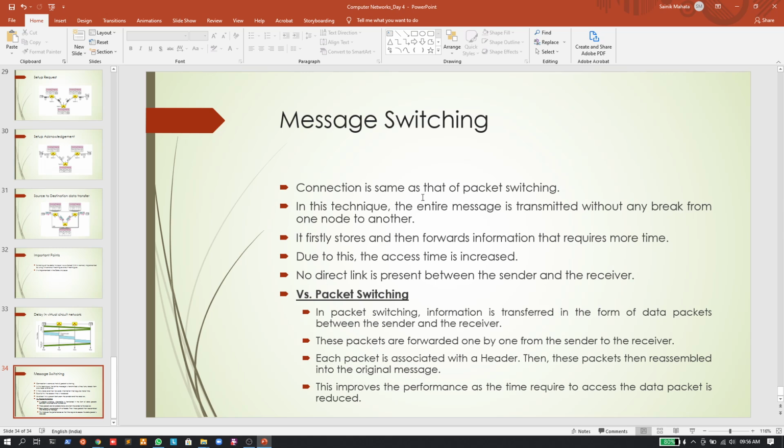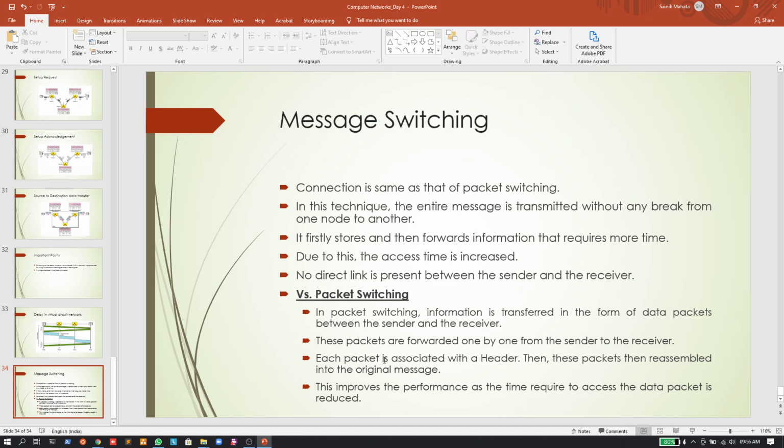So in the message switching, what happens? It is actually transferred in the form of the whole message. But in the case of packet switching, the data is transferred in the form of what? Of data packets. Now these packets are forwarded one by one from the sender to the receiver, right? So again, in message switching the whole data is being transferred, but in this case the packets are transferred one by one from the source to the destination.